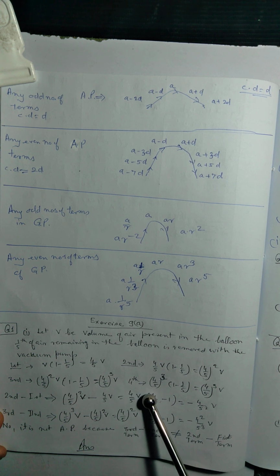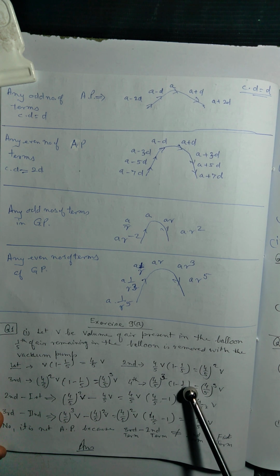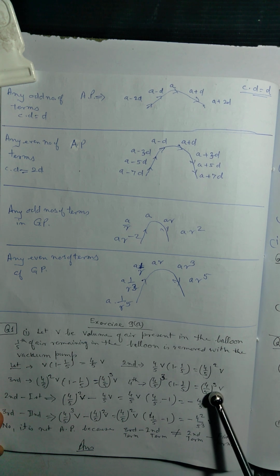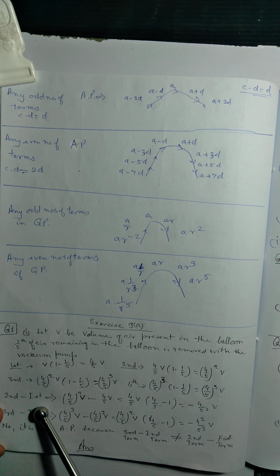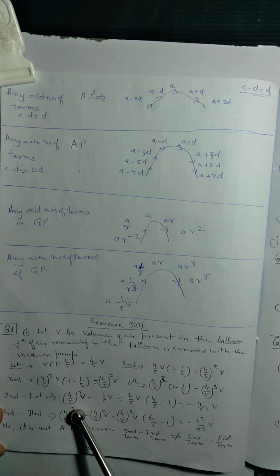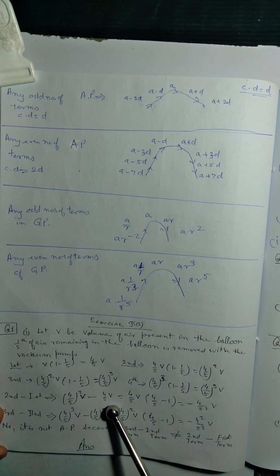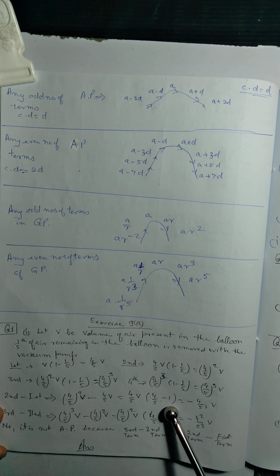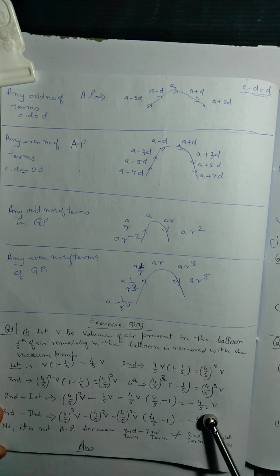In the fourth time, it will become 4 by 5 whole cube V, again 1 minus 1 by 5 in the bracket, that will become 4 by 5 whole fourth power V. So if you just subtract first from second, you will get 4 by 5 whole square V minus 4 by 5 V, and that will be equal to 4 by 5 V inside the bracket 4 by 5 minus 1, so it will be equal to minus 4 by 5 square V.